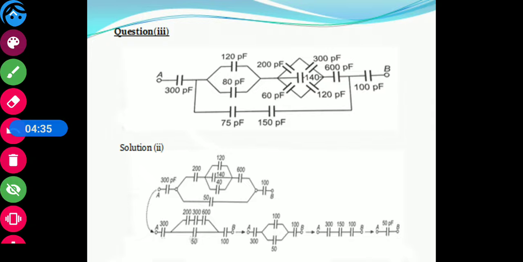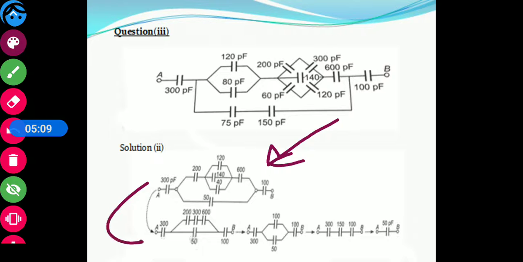So we can say that in place of this one, we can redraw the diagram like this. Again 800 is outside. In place of these two, they are in series, so we can write only one combination, that is equal to 50 microfarad. So now we can say that this diagram is reduced to this, where we have written the equivalent.